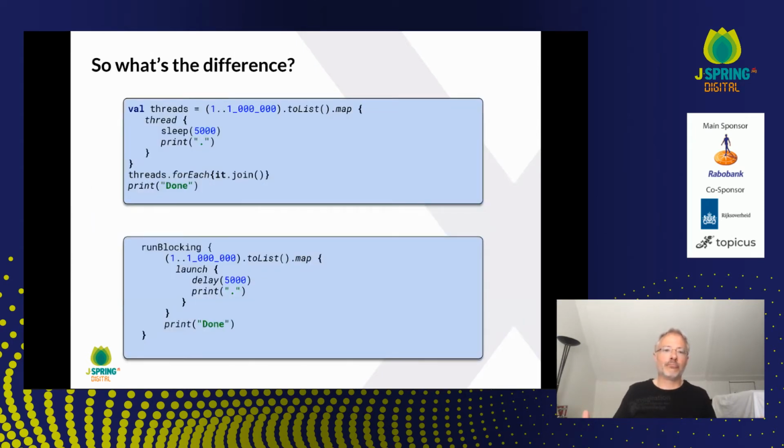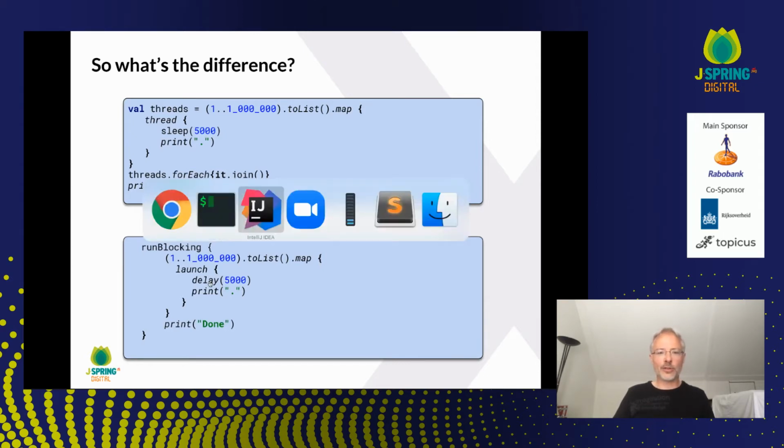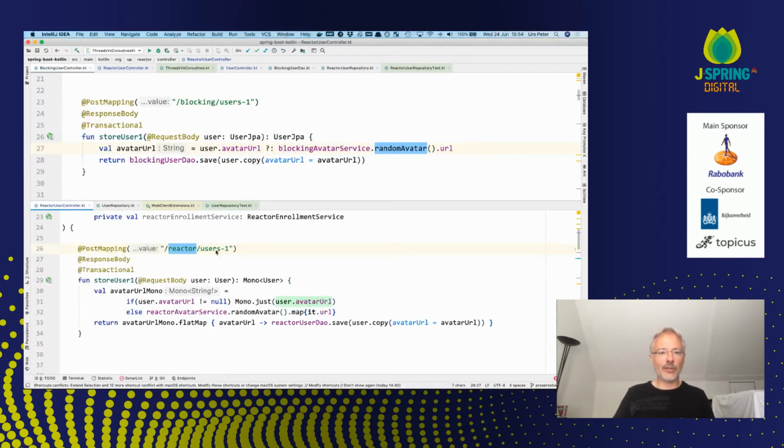So what's the difference between the two? These are more or less the exact same snippet we saw before, but now we do many of them. We create here 1 million threads, we create here 1 million coroutines, and then execute the code you just saw before. And of course, with such examples, it's always nice to have a real proof of how this really works.